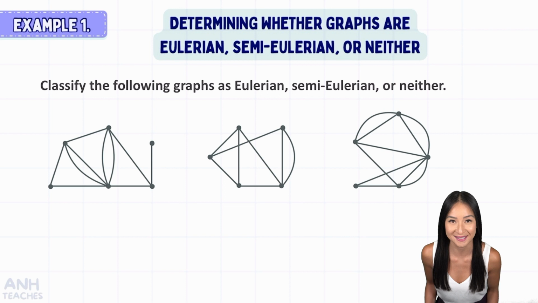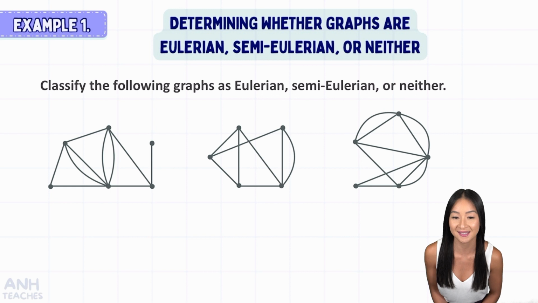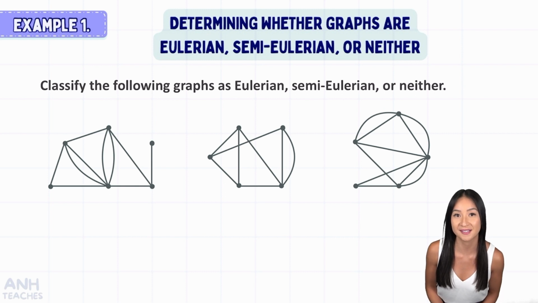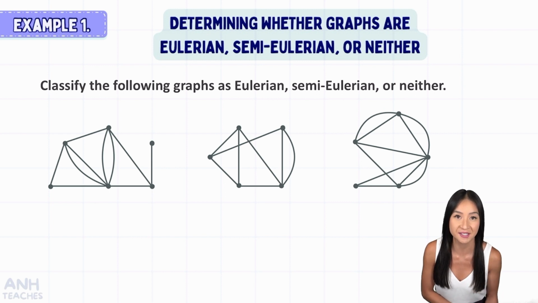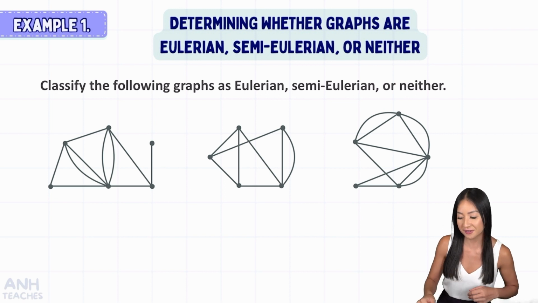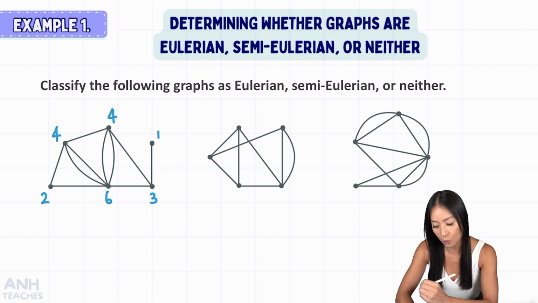Okay, let's get stuck into some examples. So this first one asks me to classify the following graphs as Eulerian, semi-Eulerian, or neither. Now, when I do these questions where I'm determining whether a graph is Eulerian, semi-Eulerian, or neither, I like to start by calculating the degrees of every single vertex and going from there. So for my first graph, this vertex has a degree of 2, this one has a degree of 4, 4, 2, 3, 4, 5, 6, 3, and 1.